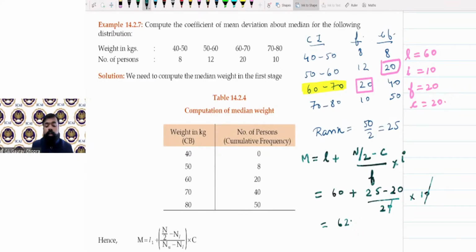Okay. So now, after getting the median, what is the next step? Next step is to find the deviation from median. So any doubt till here? Let me know.